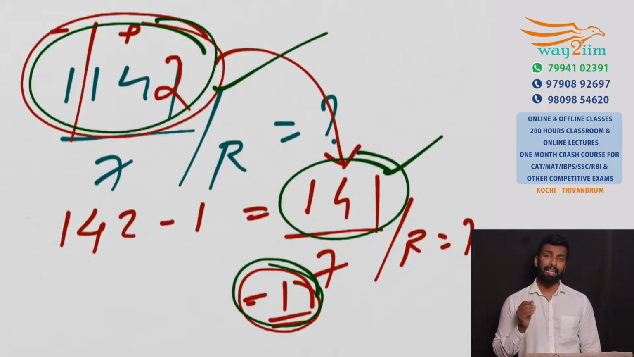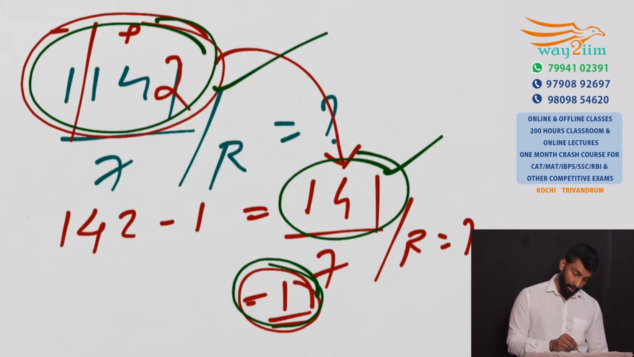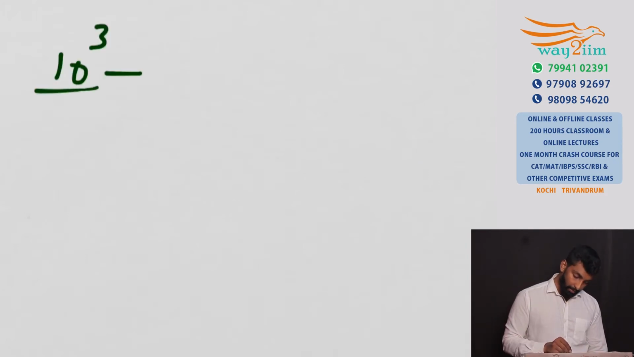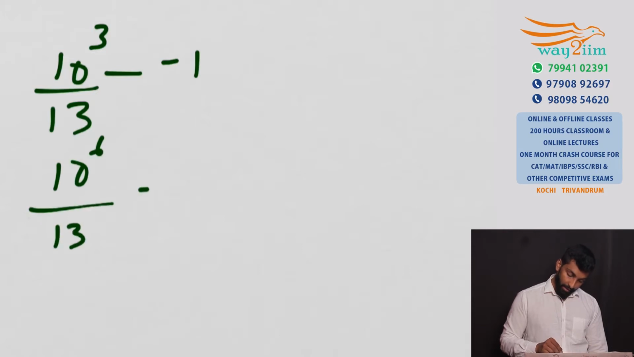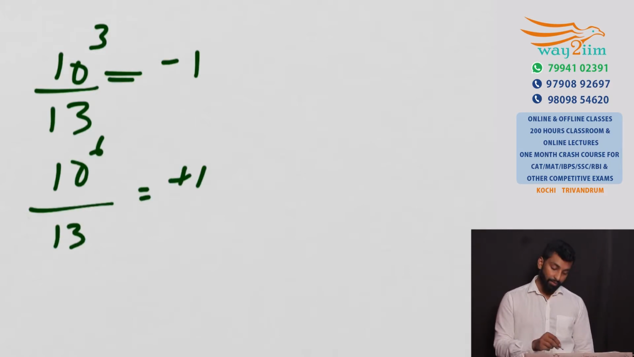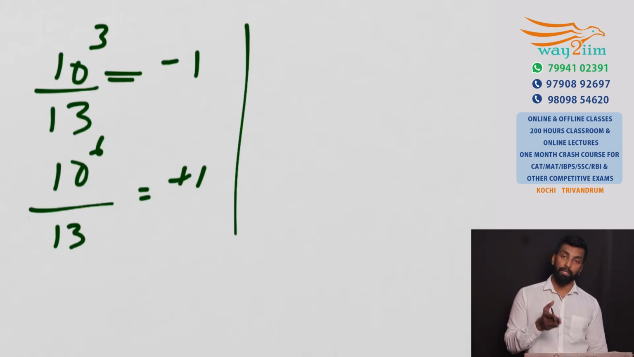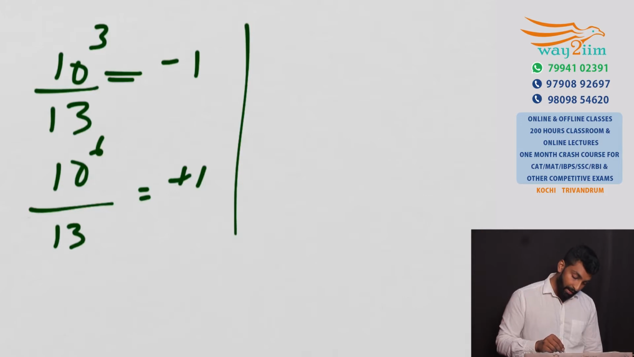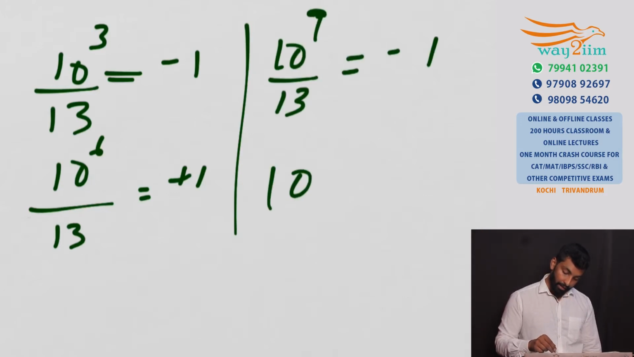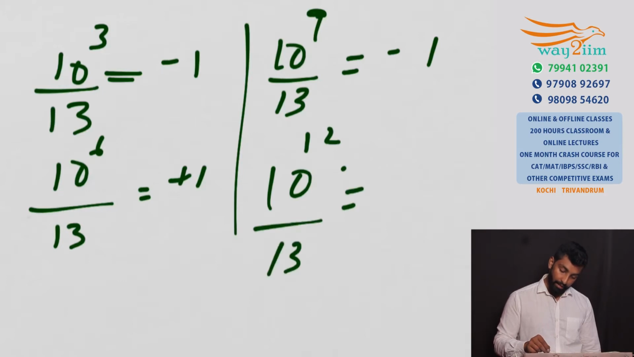And the divisibility rule of 13 is the same, except the last step, where you need to divide by 13 manually. Why this is working is because 10 raised to 3 divided by 13 gives a remainder of minus 1. 10 raised to 6 divided by 13 is equal to plus 1. Similar to that of 7, that's why it is the same rule. We are dividing into groups of triplets and putting plus minus alternatively, right? 10 raised to 9 by 13, again you get minus 1. 10 raised to 12 by 13, you will get plus 1.